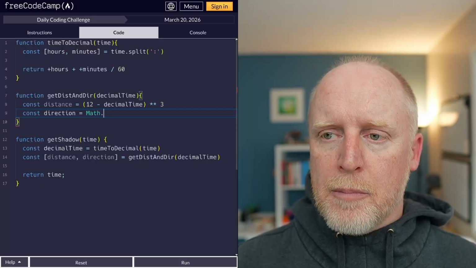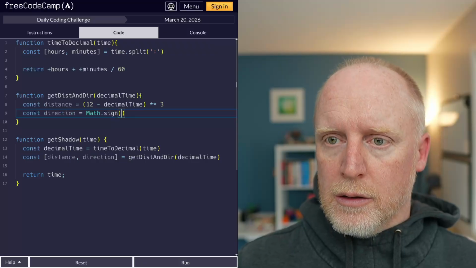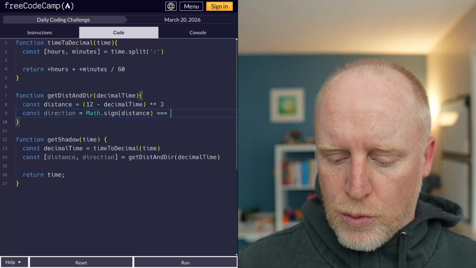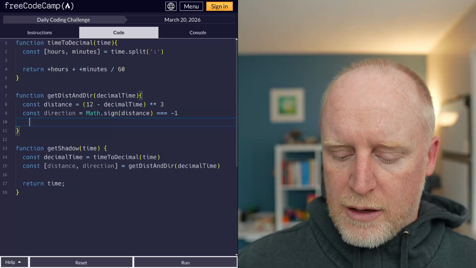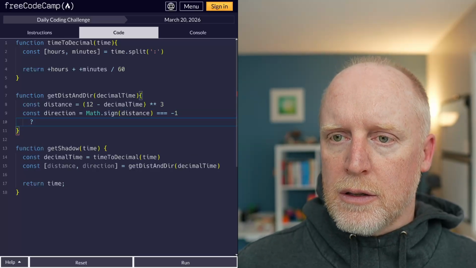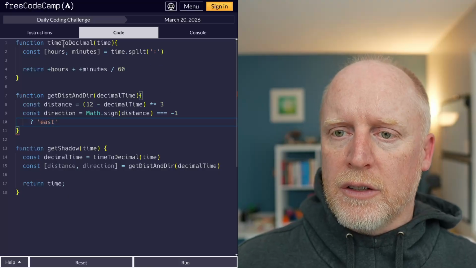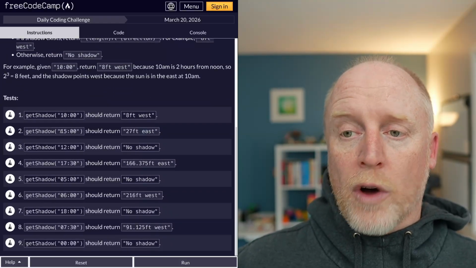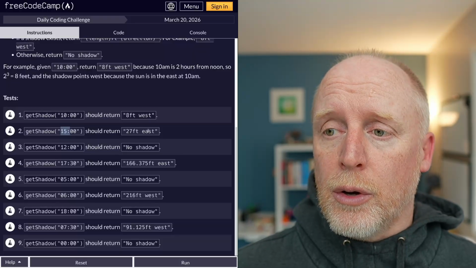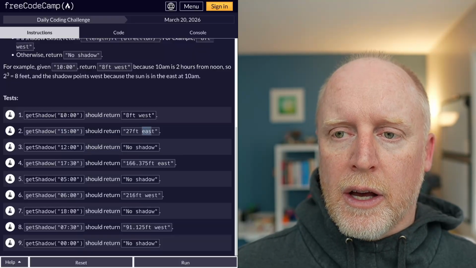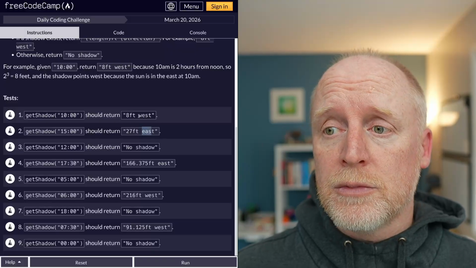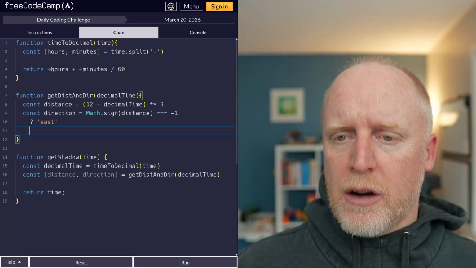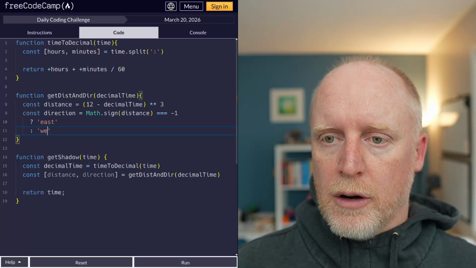So we get math.sign of distance, spelling it right. And if that is equal to -1, then we have east, right? So if you're looking at this, let's scroll down a little bit, find east. 12 minus 15 is -3, so negatives are east. 12 minus 10 is +2, so that is west, okay? So we have east here and west here, okay?